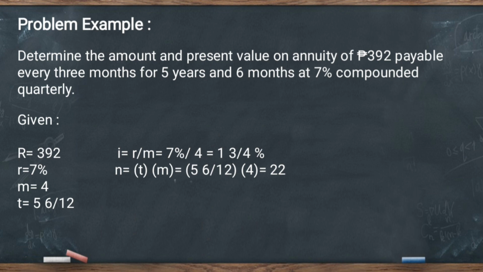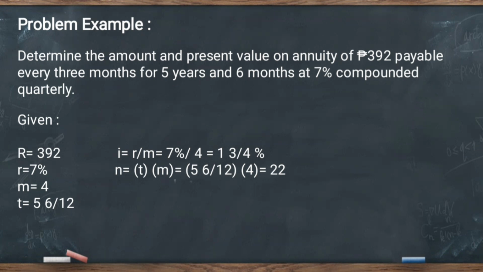So therefore, we are going to solve for the present value of ordinary annuity and the sum of the amount of ordinary annuity. Let us then write the given. For R, we have 392 pesos. For rate, we have 7%. For M, we have 4. For T, we have 5 years and 6 months. For I, we have 1 and 3/4%. And for N, we have 22.